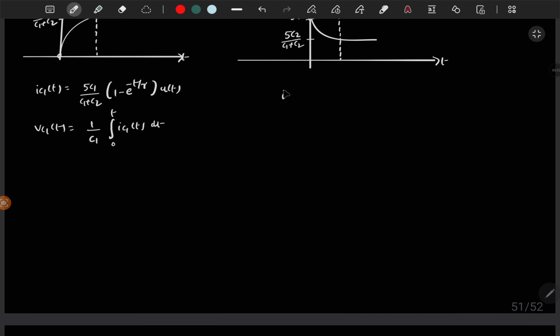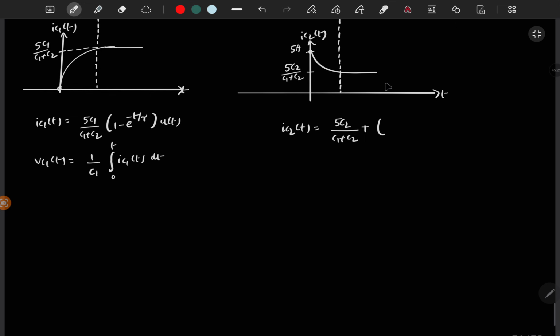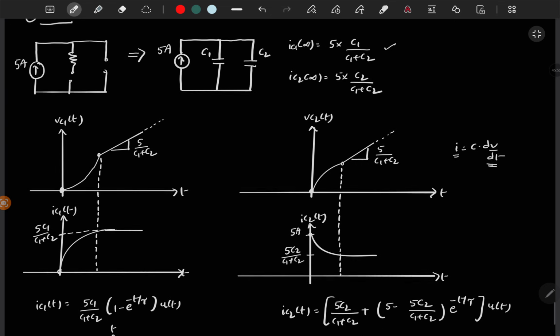And similarly, IC2 is final value plus initial minus final value times e power minus t by tau u of t. So Vc2 is 1 by c2 integral I dt. So this is how you can draw the waveforms.